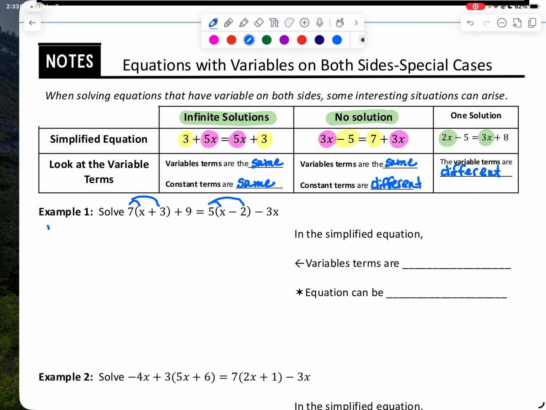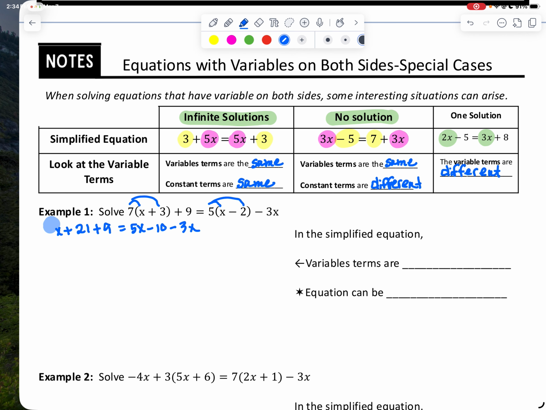So 7 times x gives us 7x. 7 times 3 gives us 21. And we have plus 9. And that's equal to 5 times x, which is 5x. And 5 times negative 2, which is negative 10. And then minus 3x. Now, we still don't have our simplified equation yet because we have a lot of like terms we need to combine. So let's combine. Whoops, I made a mistake there. That was supposed to be a 7x.